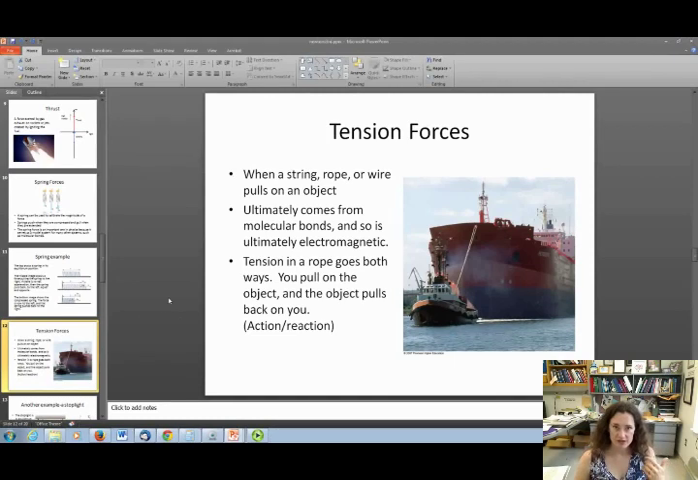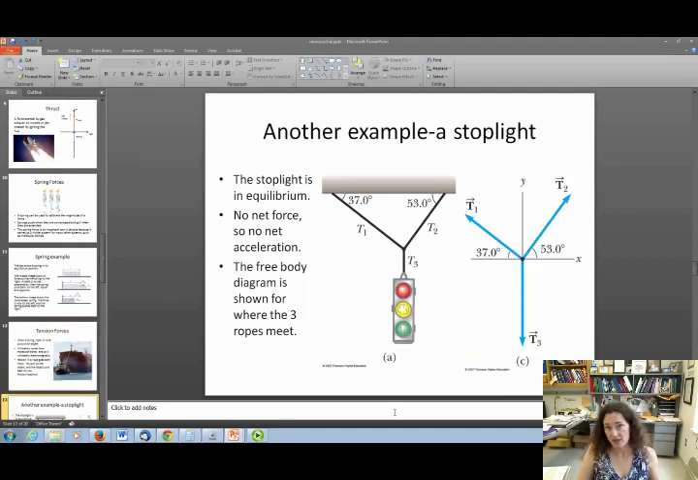Another thing to realize about tension is that tension in a rope goes both ways, okay? So you pull the object and the object pulls back on you, action, reaction. If I've got something connected by a rope and I pull on it, then the rope pulls back on me. So the tension in the rope goes both ways at all times. Let me show you what I mean by that in this example, which is a stoplight, okay?